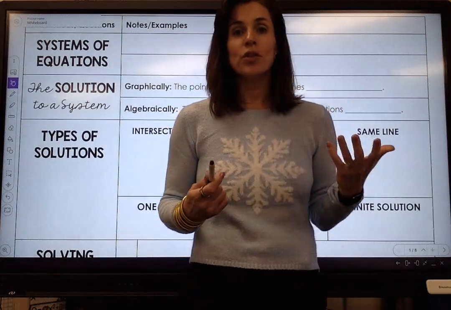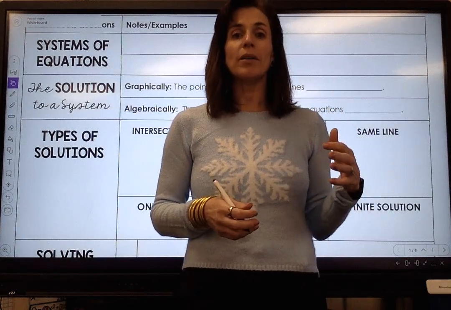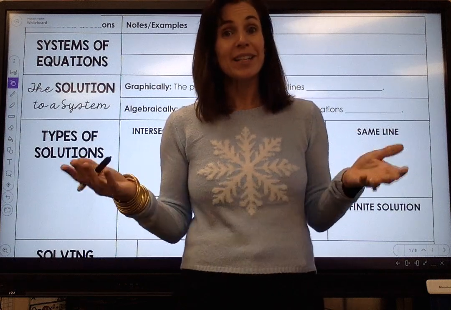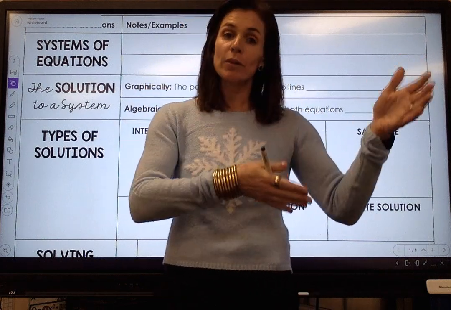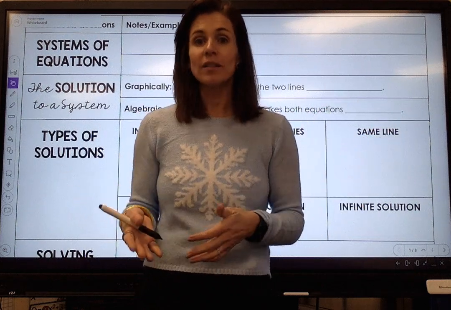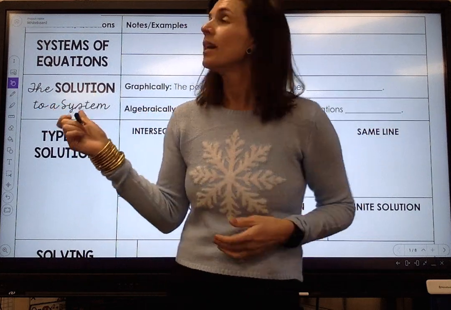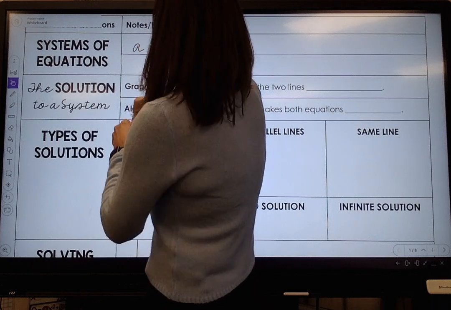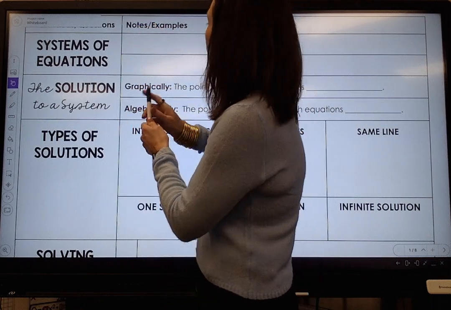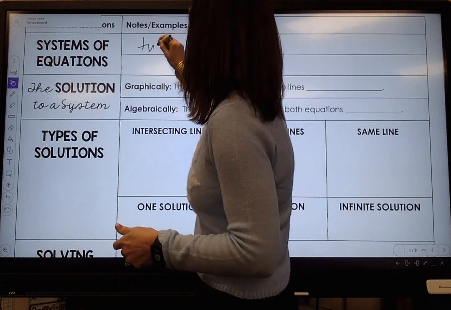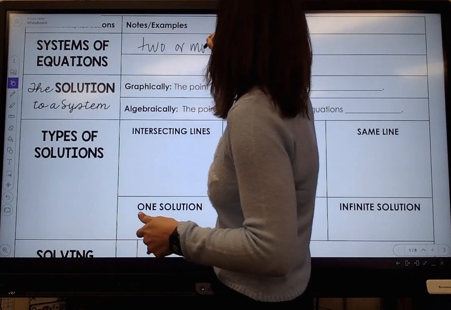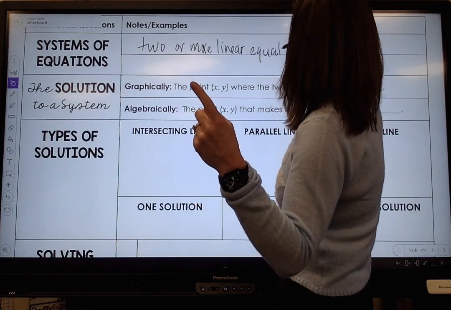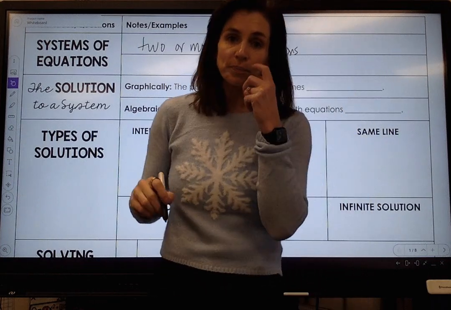Okay, so we are starting a new unit, Unit 5, and it's all about systems of equations. So before we get into that, we need to think, what is a system of equations? Last unit we learned about linear equations. This unit, a system of equations is two or more linear equations. Last unit we talked about one, this unit we're talking about two.